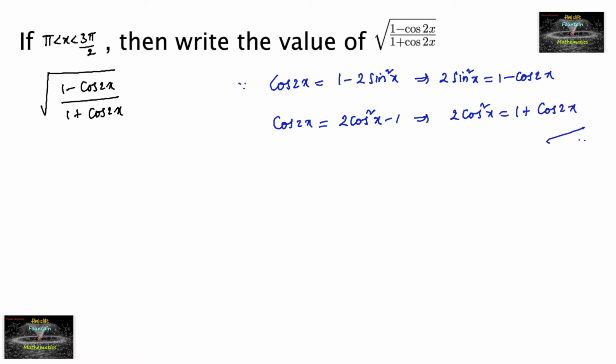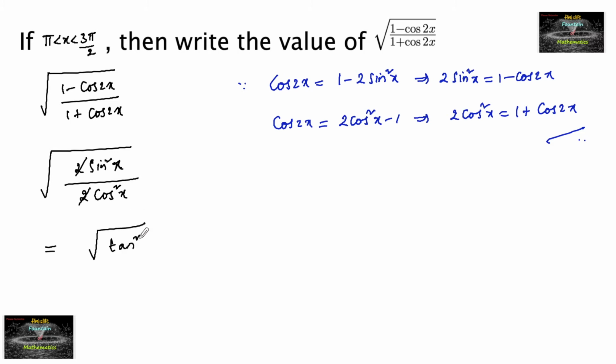So let us substitute these both in the given question. Root over 1 minus cos 2x is 2 sin square x, and in the denominator 1 plus cos 2x is 2 cos square x. We can cancel 2 and 2, which is equal to root over sin square x upon cos square x, that is root over tan square x, which can be taken as mod of tan x, since root over x square is equal to mod x.